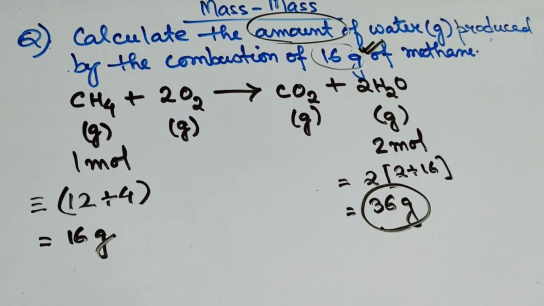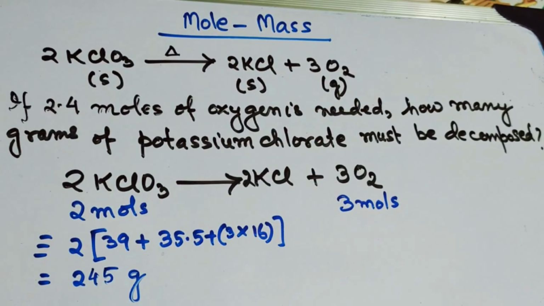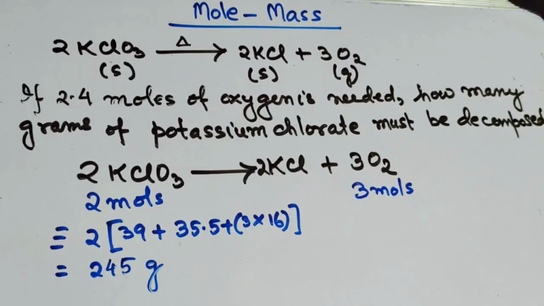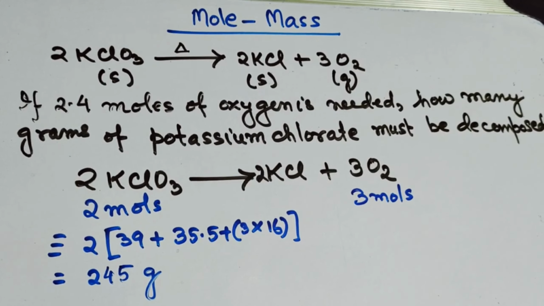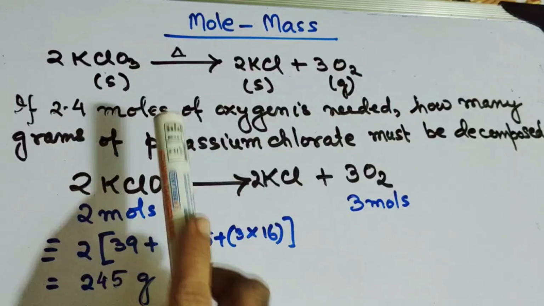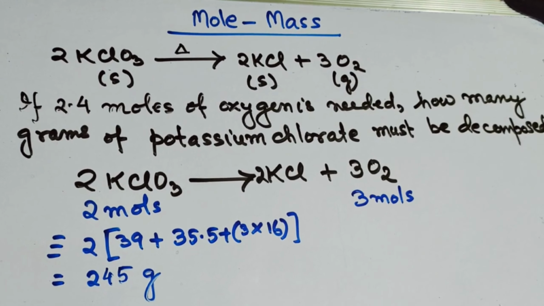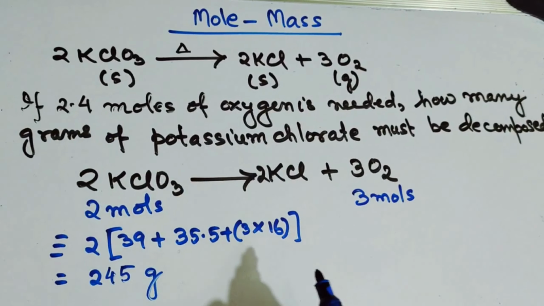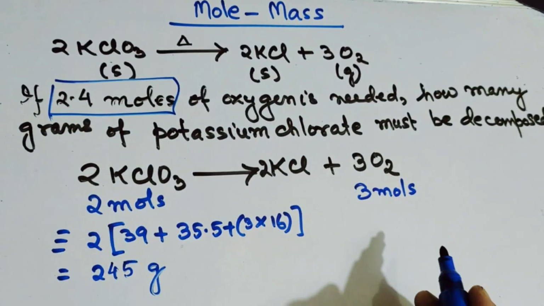Next, let us see the mole to mass relation. This reaction we have seen in the preparation of oxygen. It's actually the catalytic decomposition of potassium chlorate. So if this is the reaction, the question is, for an experiment, we need to use 2.4 moles of oxygen.